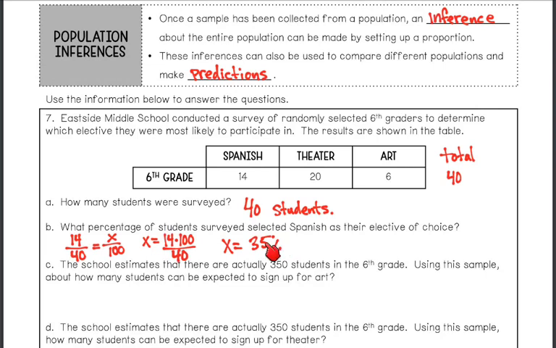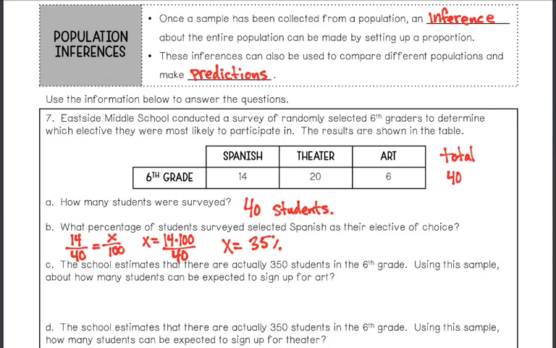Now, I could take that a step further and find how many actual students that is, but the question doesn't ask for that. If I did want to know how many students that was, then I would take that, instead of saying out of 100, I would say out of 350, because in the next one it says there's actually 350 students, but that's something that we'll do eventually. But letter C here, it says the school estimates that there are actually 350 students in the 6th grade. Using the sample, about how many students can you expect to sign up for art? So I do the same setup.